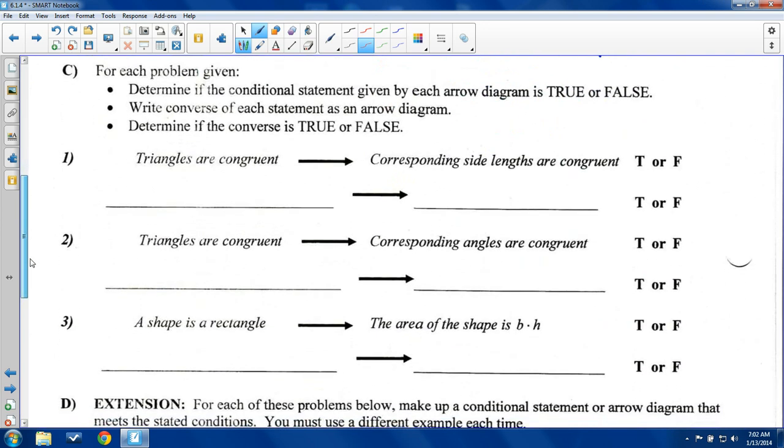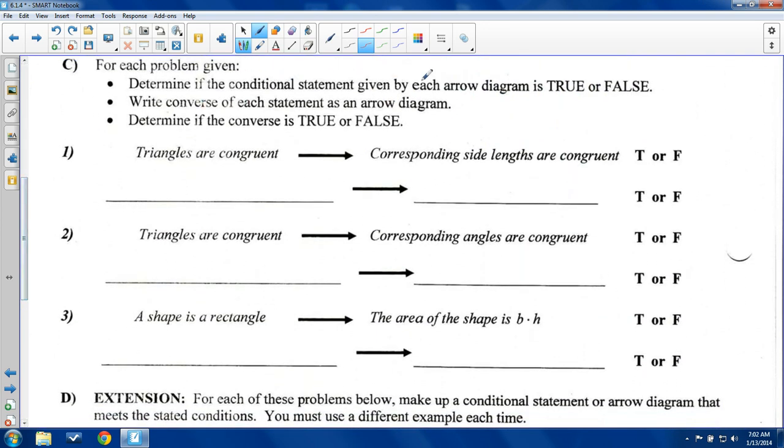Okay, and finally, determine if the conditional statement given by each arrow is true or false. Write the converse of each statement as an arrow diagram, and determine if the converse is true or false. So, basically, we have the conditional here. We'll write the converse as a conditional, switching these around, and we'll say whether they're still true or false. If triangles are congruent, then their corresponding side lengths are congruent. This is true. This is a part of CPCTC. Right? We've justified this. Triangles are congruent, their corresponding parts of congruent triangles are congruent.